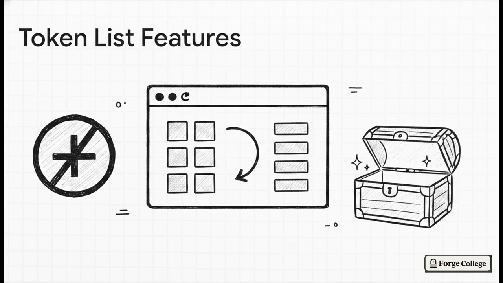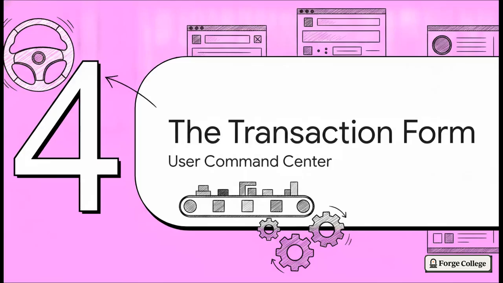It also has to be fully accessible with keyboard navigation and ARIA tags, which are those special labels that help screen readers describe the page to visually impaired users. And finally, it needs to handle empty states gracefully. It definitely shouldn't break or look like a glitchy mess just because a user connects a brand new, completely empty wallet. Moving right along to part 4, the transaction form.